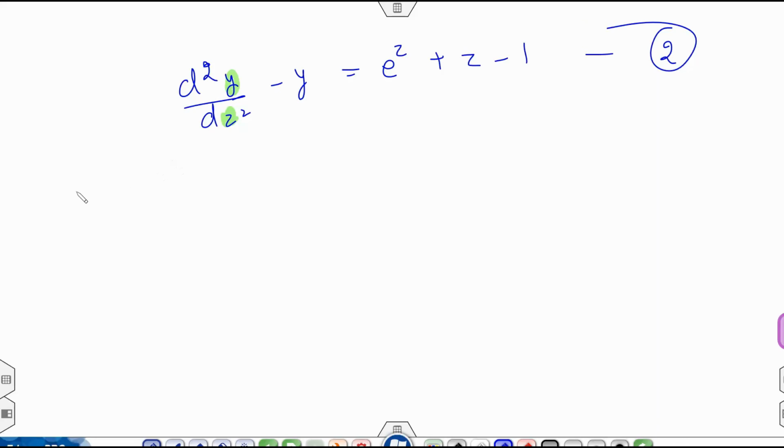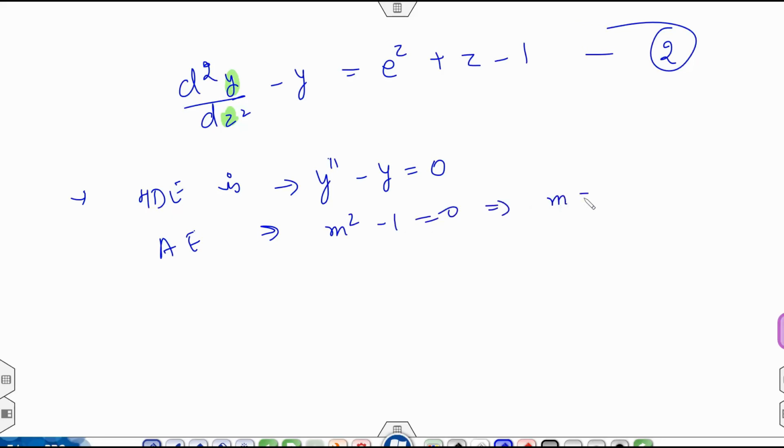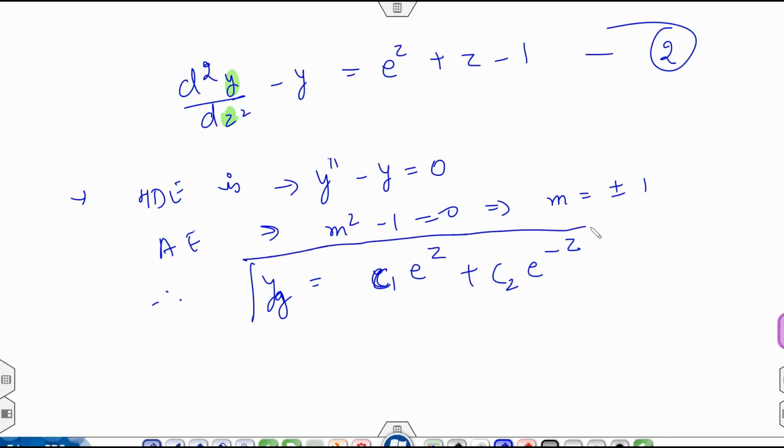So here the homogeneous differential equation is y double dash minus y is equal to 0. This implies, what is our auxiliary equation? Our auxiliary equation is m square minus 1 equal to 0, and this implies m is equal to plus minus 1, and therefore our yg is what? c1 e to the power z plus c2 e to the power minus z. So what we have done, we have done half of the work, that we have found yg.